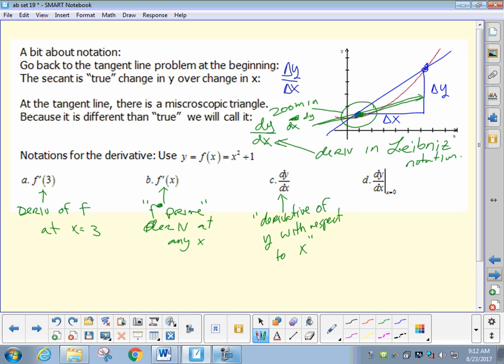If this is at any x. If you want to specifically use this kind of idea, I want the derivative at this number. In Leibniz form, then you would actually have this bar here and say, give me the derivative at x equals 0. That's what that means. It would be like f prime at 0 in function. Okay?